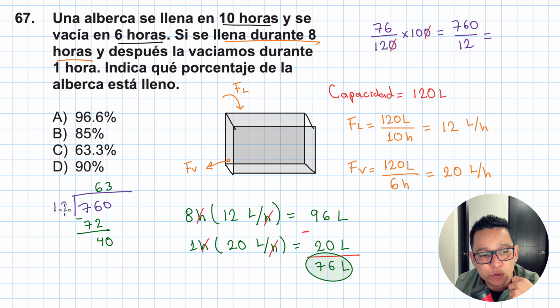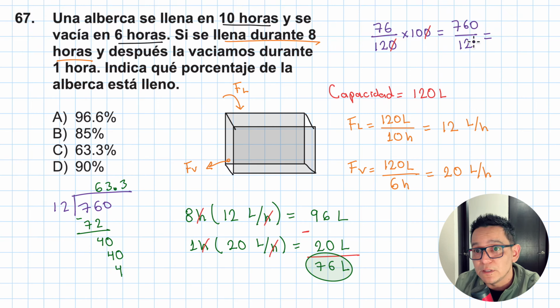3 times 12 is 36, subtract from 40, and you get 4. We bring down another 0 and put a decimal point. And now it's going to be repeating, right? 12 goes into 40 3 times. 3 times 12 is 36, subtract from 40. And well, this is going to continue, so I already have it.